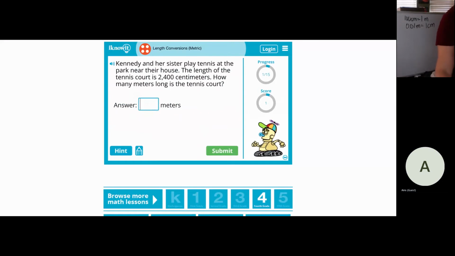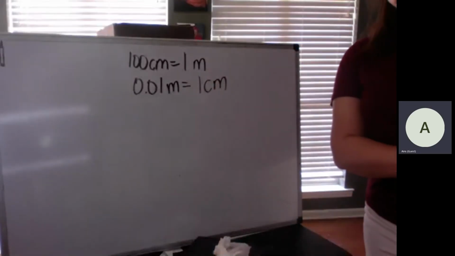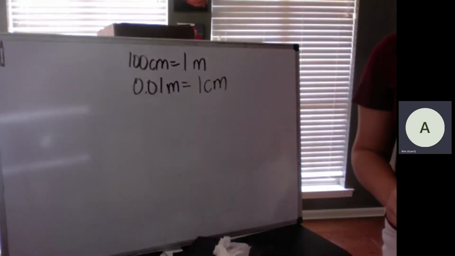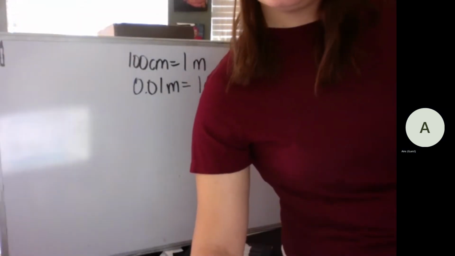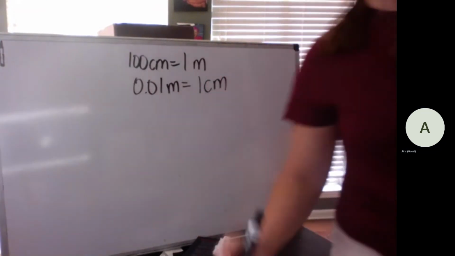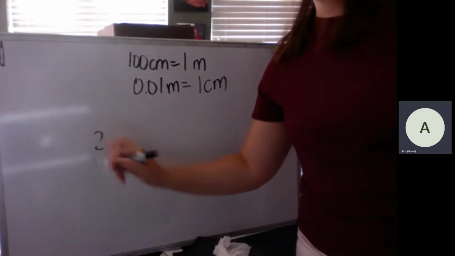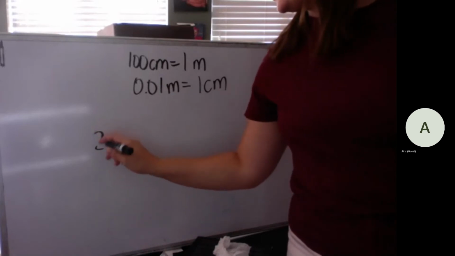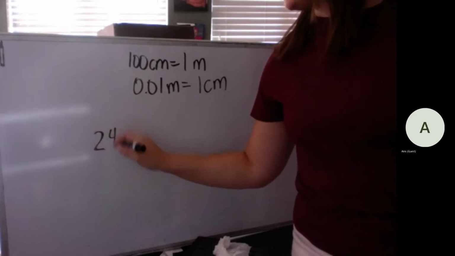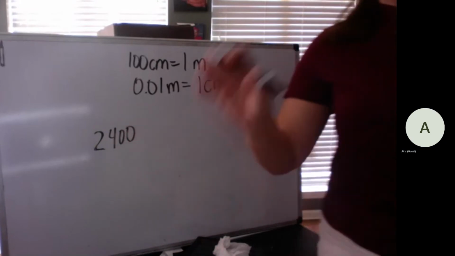1 meter, 100 centimeters. Let's cancel out. 24 times 1, 2,400 over 100. Okay, is it 24 meters? Okay, so it was 2,400. Yes, you are correct. Yay!